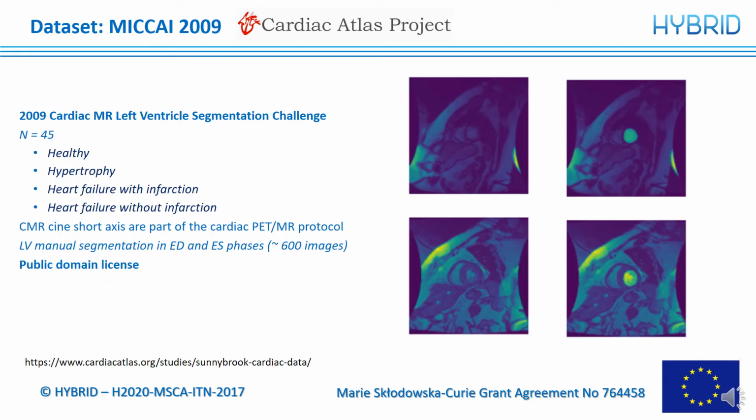In particular, we apply our model on a public dataset that is called Sunnybrook and is part of the Cardiac Atlas project. And this was used for a cardiac MR left ventricular segmentation challenge in MICCAI workshop 2009. It consists of 45 patients with different conditions, and it has cine MR images in a short axis view together with masks or labels of the left ventricular chamber, carried out manually by experts. In this case, we have left ventricle manual segmentation in end diastolic and end systolic phases, so it's around 600 images.